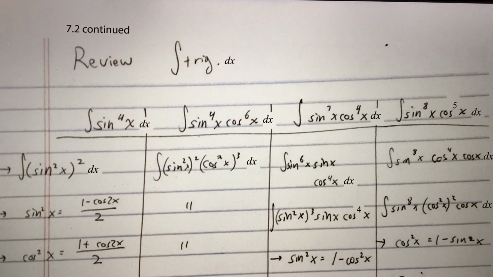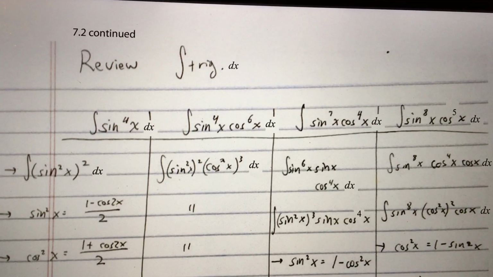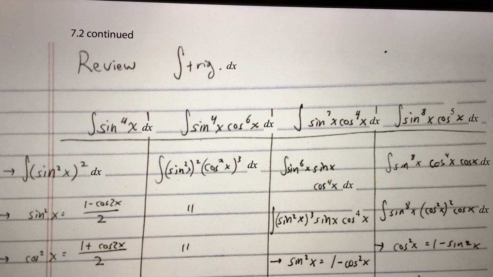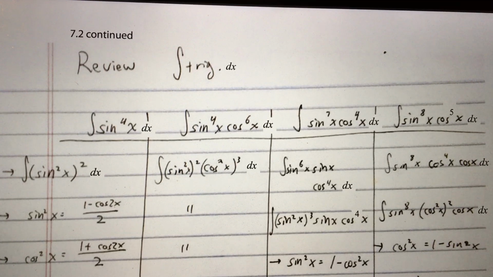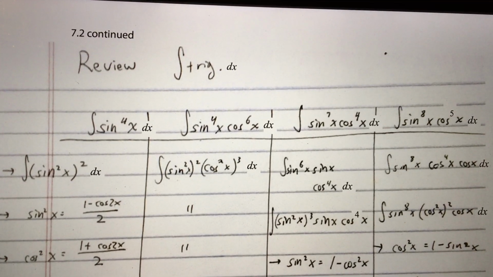All right, let's continue 7.2, where we're covering how to do antiderivatives of trig functions with powers. I put the rest of the possibilities into a chart here.